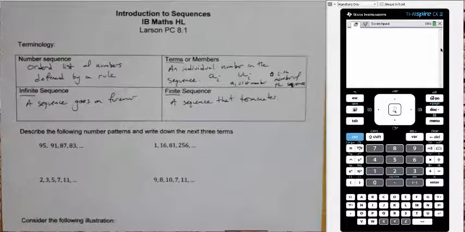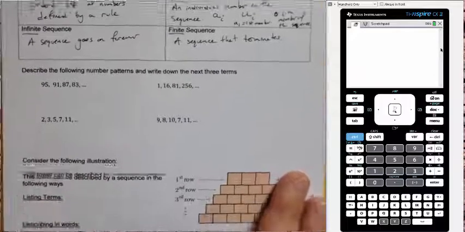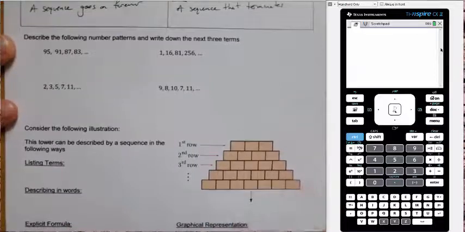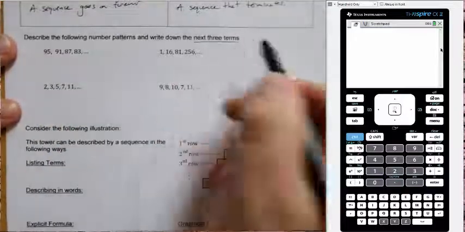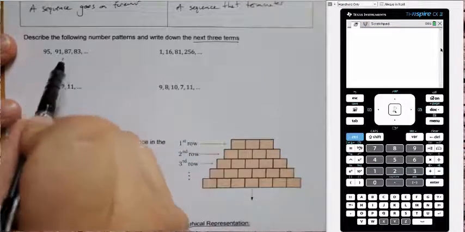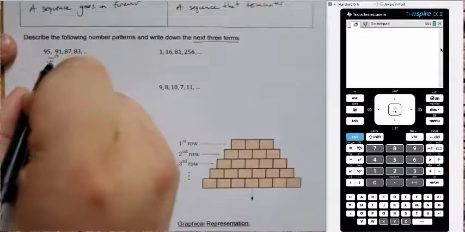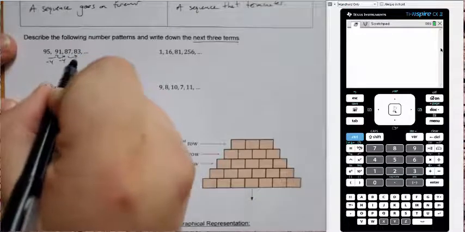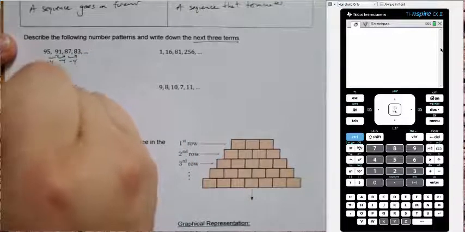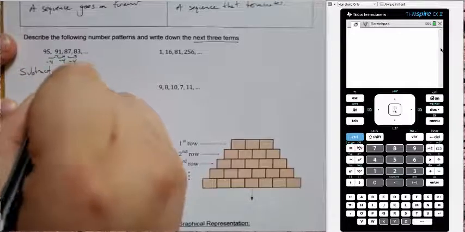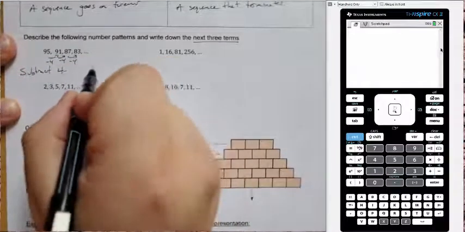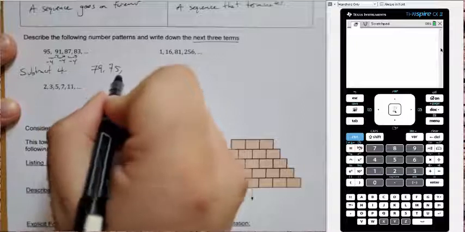Before we get there, though, we should be able to describe what some sequences are. We should be able to, both in pictures, words, in formulas, and so on and so forth. So let's take a look at a couple examples here. What are some of the patterns we see in here? And then we're going to write down the next three terms. The pattern for this first one jumps at me right away. It's just subtracting 4 each time. So I think in words, we're just subtracting 4. And the next three terms should be 79, 75, and 71.